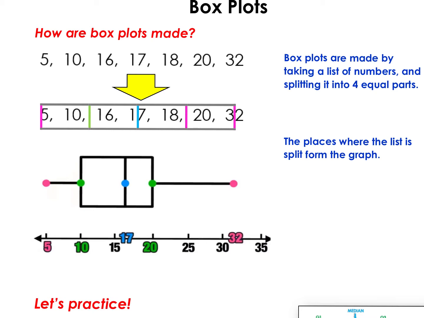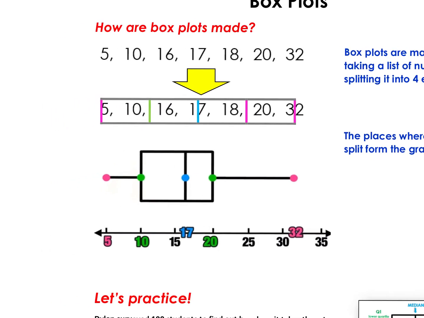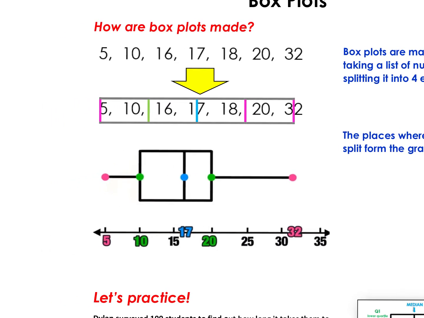Alright, so in this video here, we're going to talk about box plots, and we're going to talk about how box plots are made. Box plots are made by taking a list of numbers and splitting it into 4 equal groups. So if you notice here, the numbers are already in order. So what we're going to do is first, we're going to find the median.